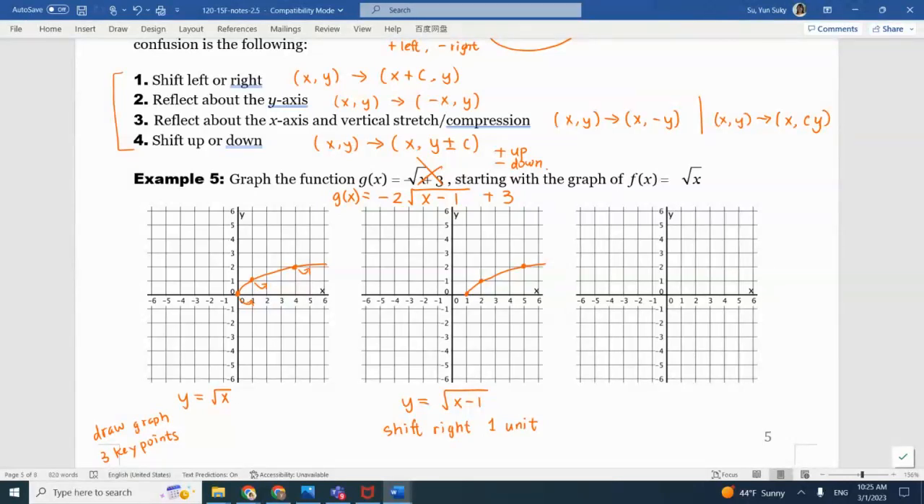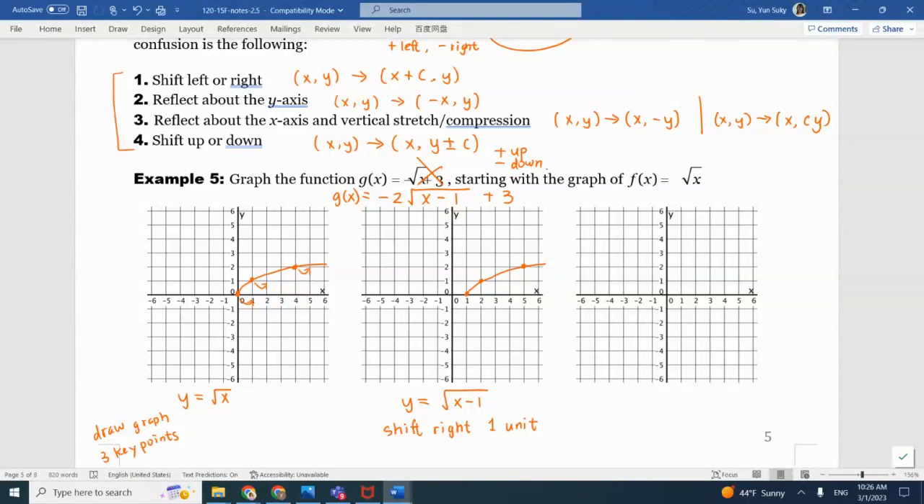Okay. Then we go down the list. Nice. Do we have reflection about the y-axis? So we go down the list. Shift to the right, we have that. Next one. Do we have reflection about the y-axis? What does that mean? Do you see a minus sign in front of x? Do you see a minus sign in front of x? No. You see everybody? So no, we don't have reflection about the y-axis. Then we go to the next.